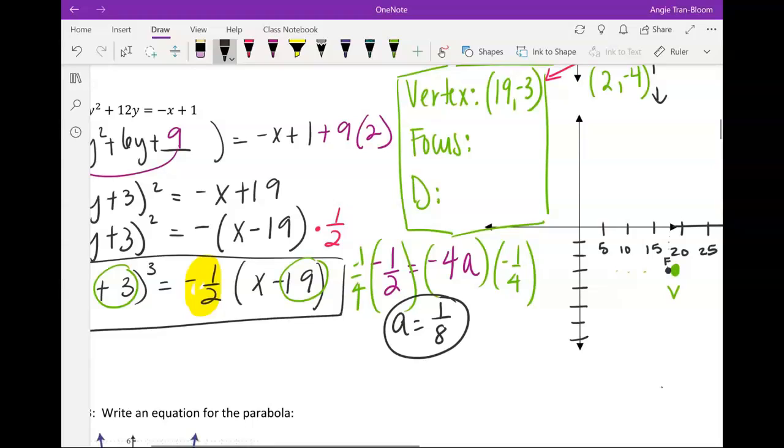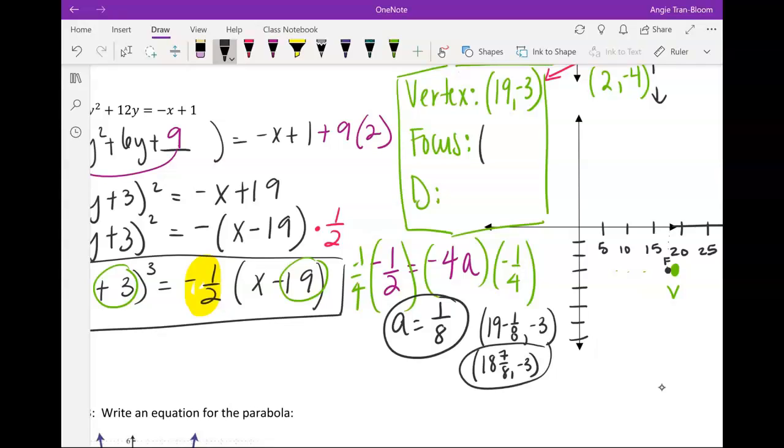I'm going to take the x-coordinate of the vertex and minus 1/8. The x-coordinate of the vertex was 19, so 19 minus 1/8, comma, negative 3 is the new ordered pair of the focus. Take away 1/8 is 18 and 7/8, comma, negative 3. This is your focus. That gets filled in right here: 18 and 7/8, comma, negative 3.